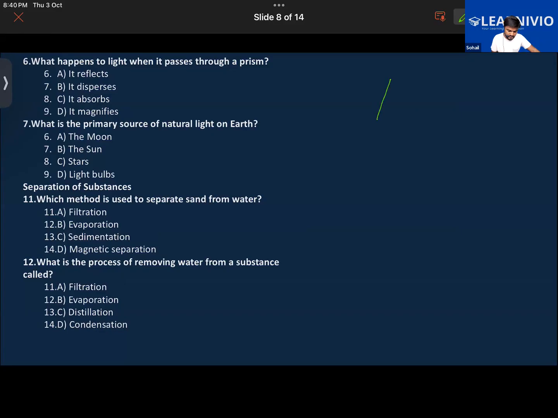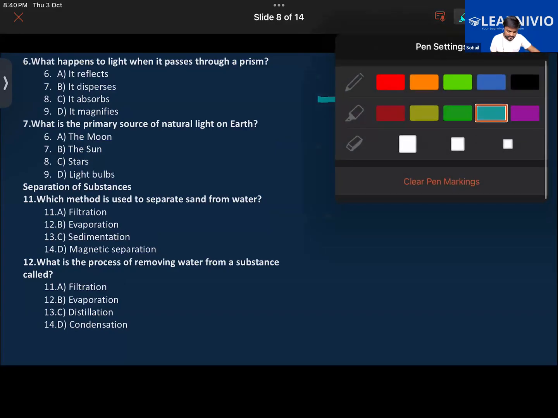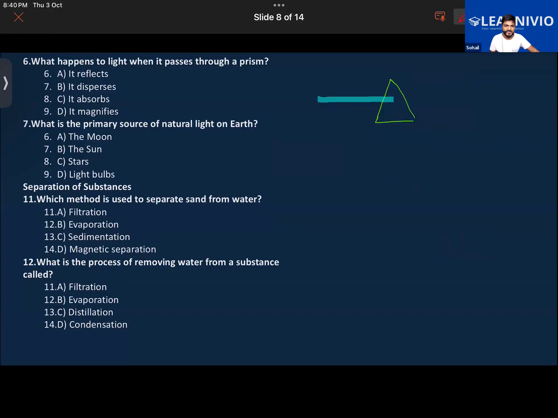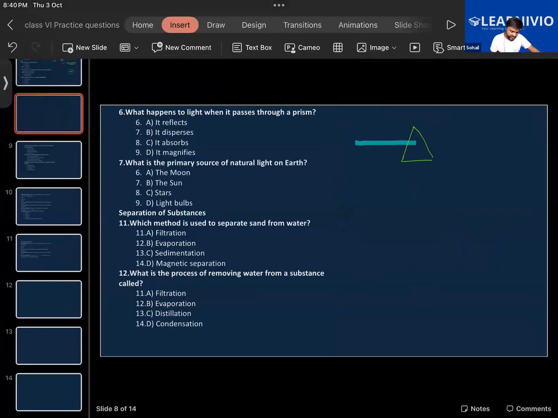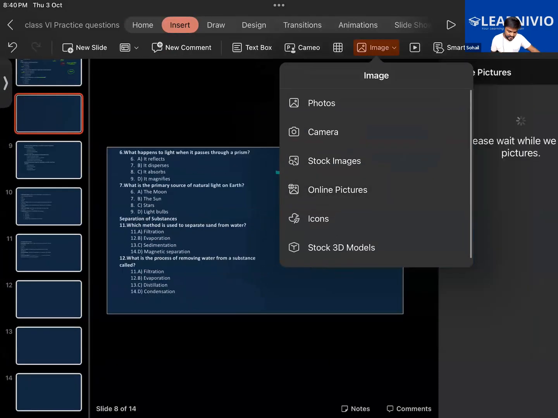It reflects. No, it does not reflect. Say that this is a white light. So it is going to disperse now. Disperse, yeah. Remember the case of the prism. When the light ray passes through the prism, it will split into its component colors.